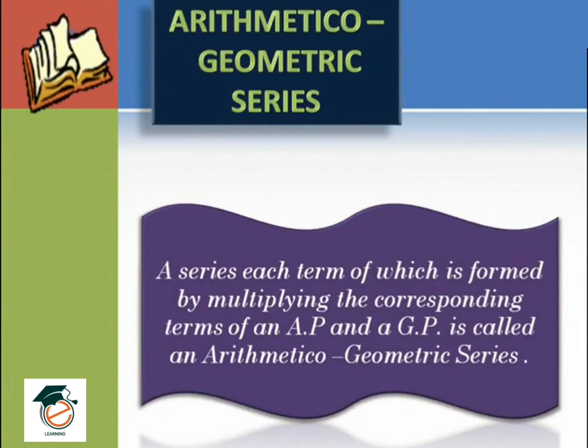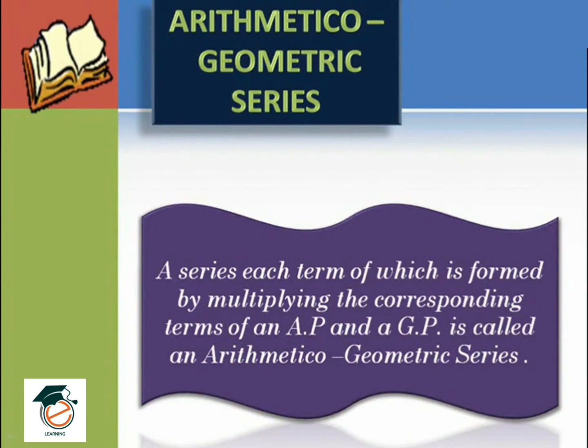Now let's see another type of series which is known as the arithmetico-geometric series. Now what is an arithmetico-geometric series? A series each term of which is formed by multiplying the corresponding terms of an AP and a GP is called an arithmetico-geometric series. So this series is actually formed by multiplying the corresponding terms of an AP and a GP.